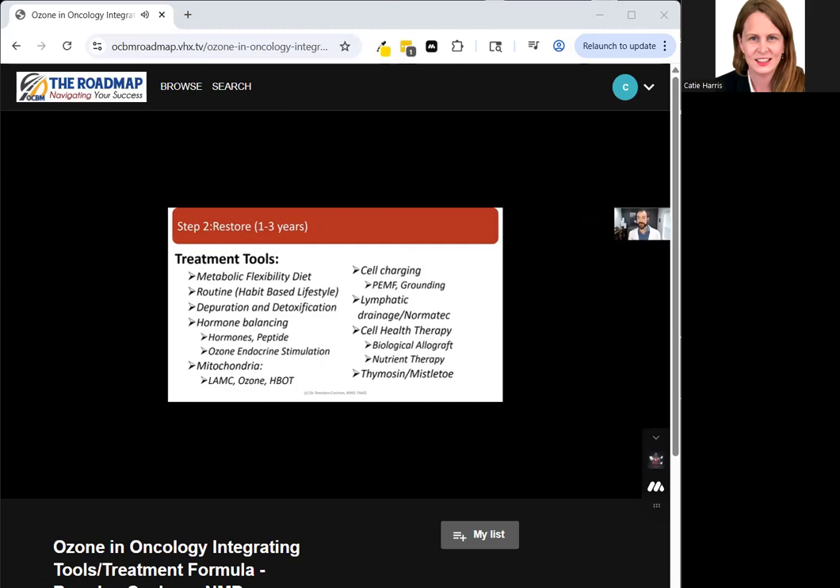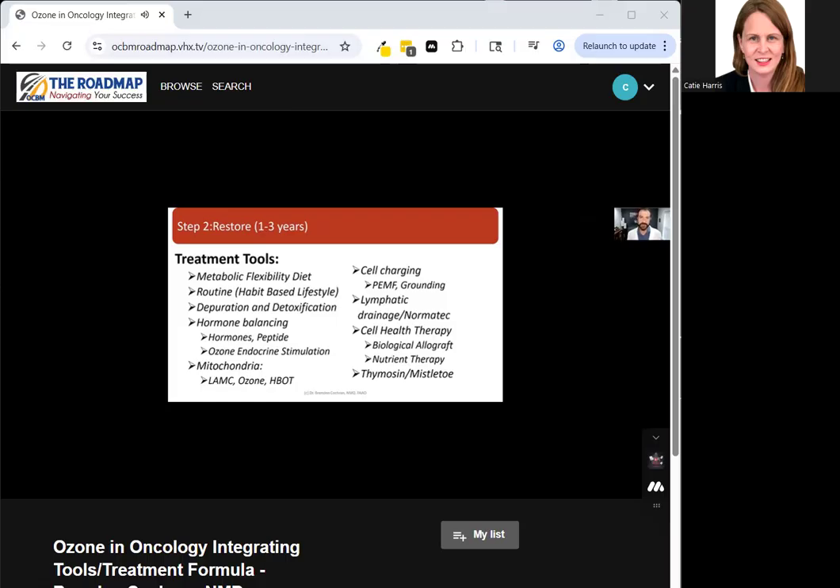Added a couple new things on here. Cell health therapy. Cell health therapy is IV nutrition or nutrient therapy. Also, I think allografts, which are basically biologic material, do have a place to stimulate tissues. They're not stem cells. Don't call them that. I have a whole other lecture on that.